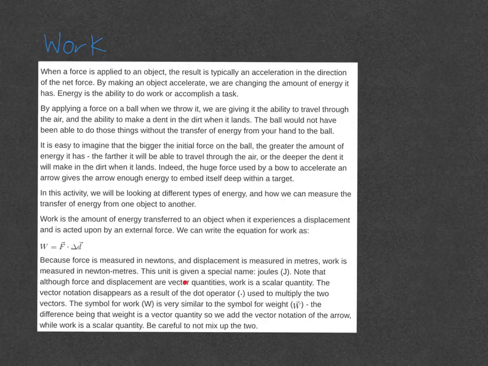So this little dot here, normally in math we just say that's multiplication, but when we have vector dot vector, that is the dot operator, we will end up with a non-vector quantity. So work is not going to be a vector. Even though we start out with force and displacement as vectors, work will not be a vector quantity. It is a scalar quantity with no direction.